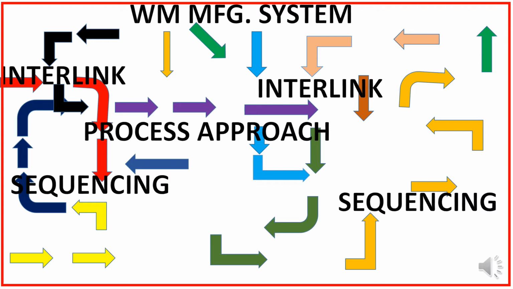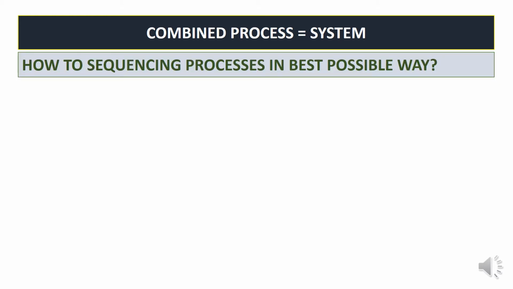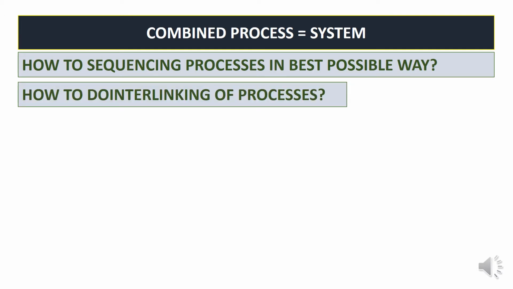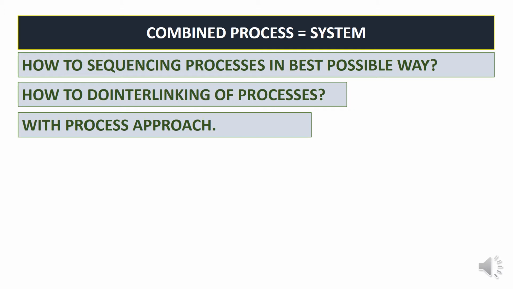So in washing machine manufacturing system we can see there are three important things to understand. One is the process approach of main process and sub processes, then the sequencing, and then the interlinking of sub processes. So combined process is nothing but a system. In washing machine we can see they are arranged sequentially and interlinked correctly, but for that somebody has worked day and night. So we need to understand how to sequence the sub processes and interlink them to form a main process for a good output through the process approach.